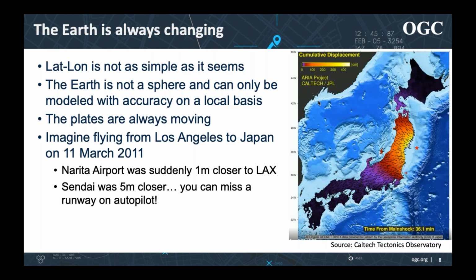You don't really need to worry as an end user, when you're experiencing an augmented reality environment, about the subtleties of the fact that the Earth's plates are moving around, and just the amazing fact that in 36 minutes, Japan moved closer to Los Angeles by up to 5 meters in a single day due to an earthquake.